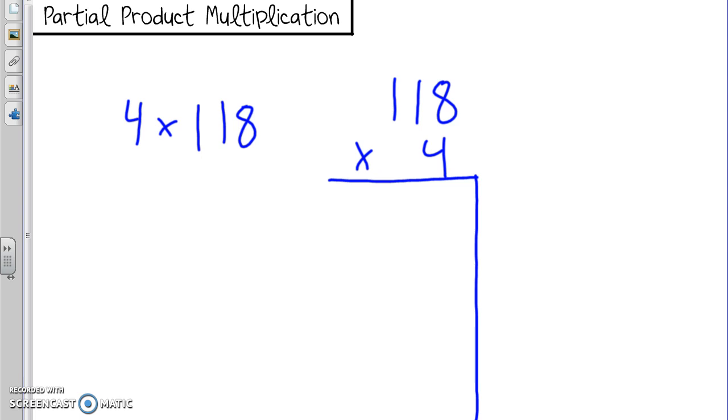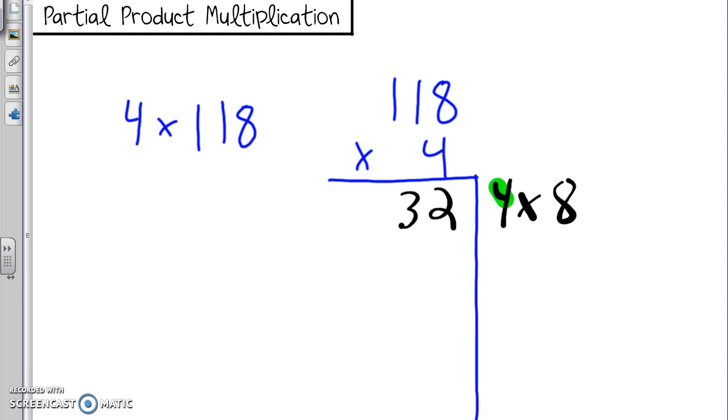So in doing partial products, we have to look at the digits in our problem. We're always going to start at the bottom part here. So we'll look at this 4, and we're going to multiply that 4 by all 3 place values in the number 118. So the first thing we'll do is multiply the 4 times the 8 in 118. 4 times 8 is going to be 32. Notice that I'm lining up my place values here. The 1's place and the 10's place stay the same.